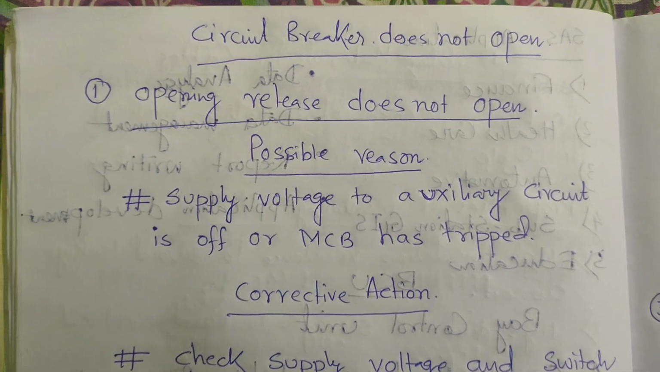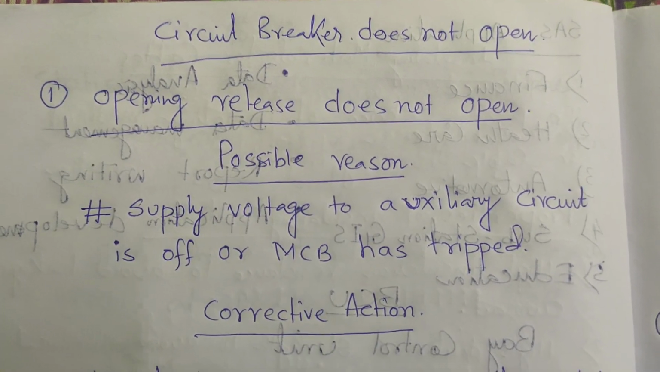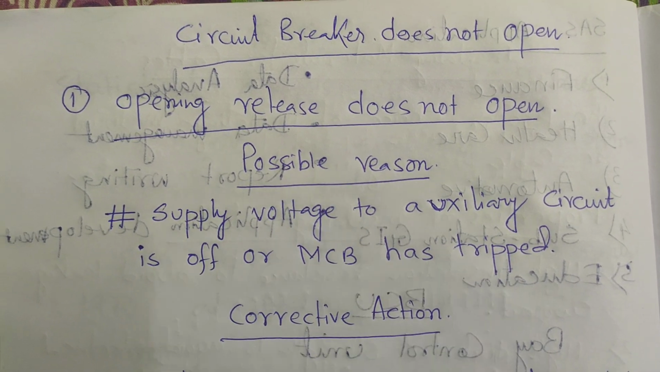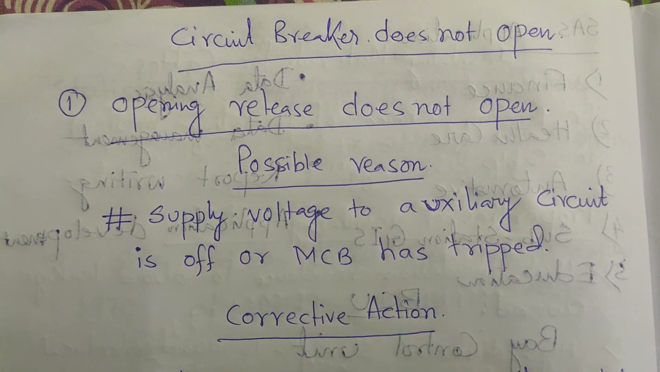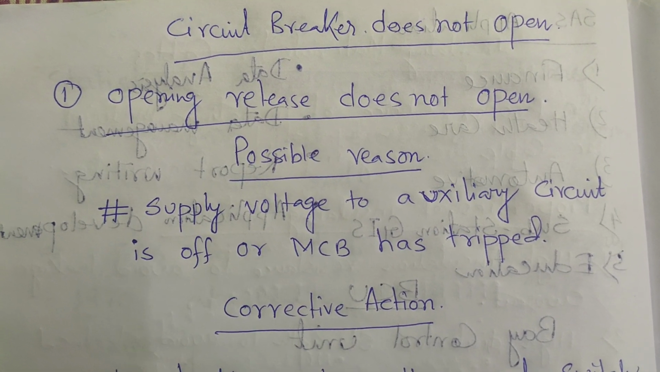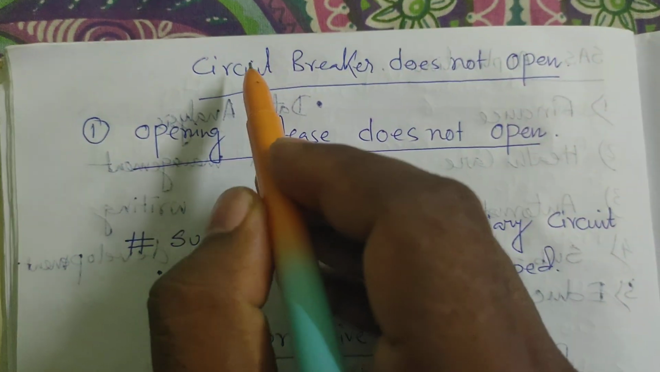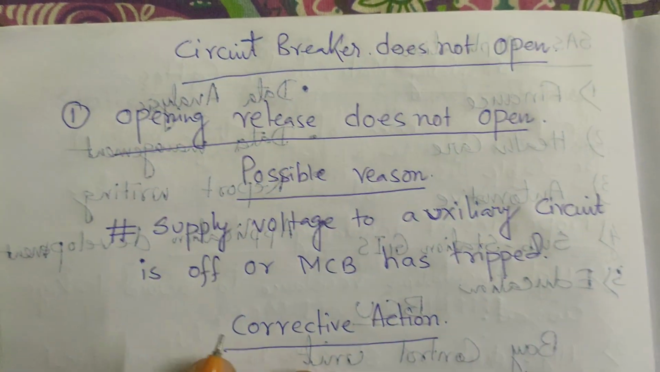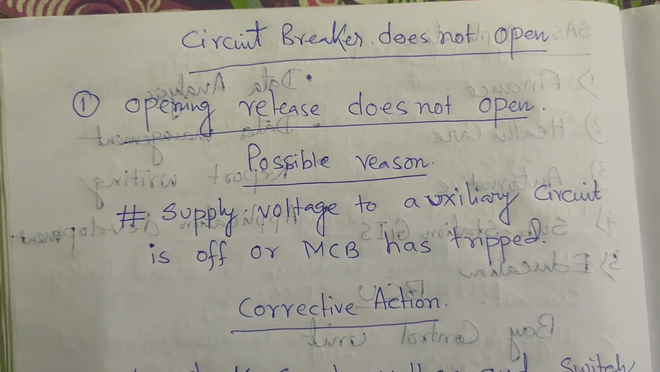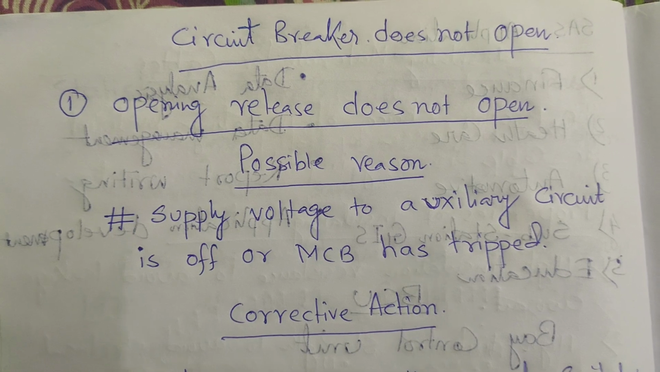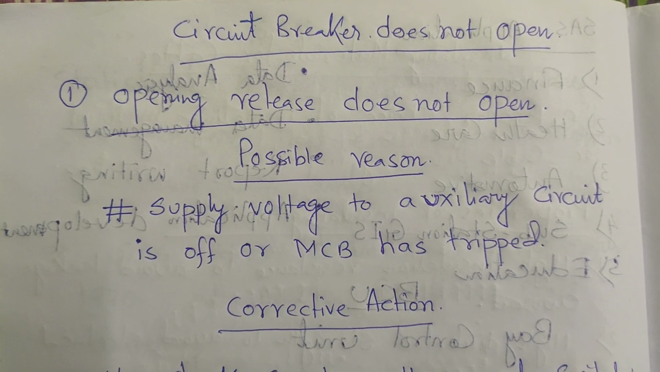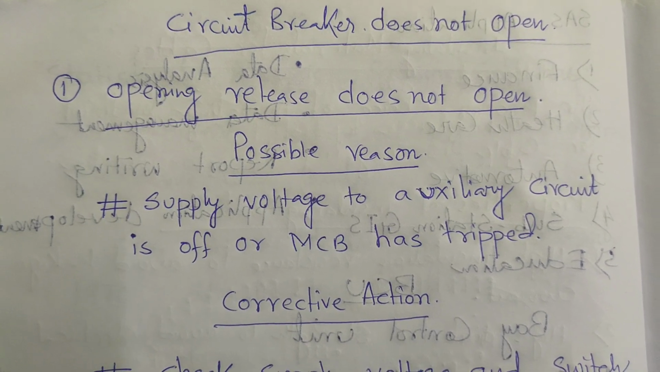Today our discussing topic is about the circuit breaker does not open. We close the circuit breaker but the circuit breaker does not open. What may be the reason behind it? We are again and again facing these types of problems in our substation, power plant, switchyard, and also the dedicated feeders to some industrial consumers. So, what may be the problems and what may be the possible reason behind it?